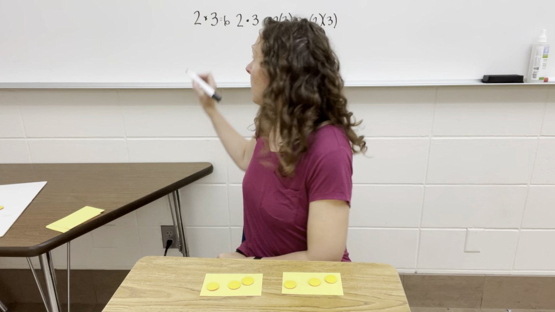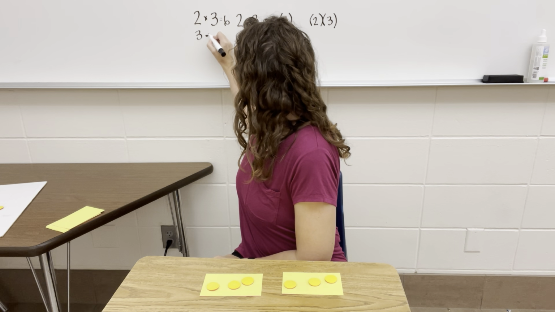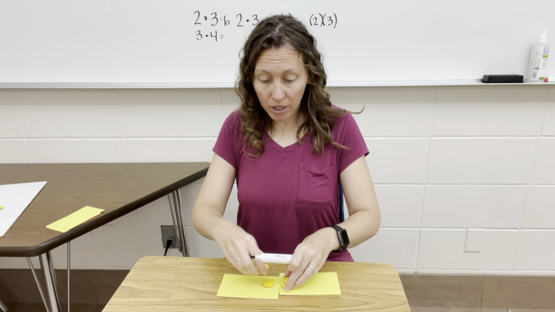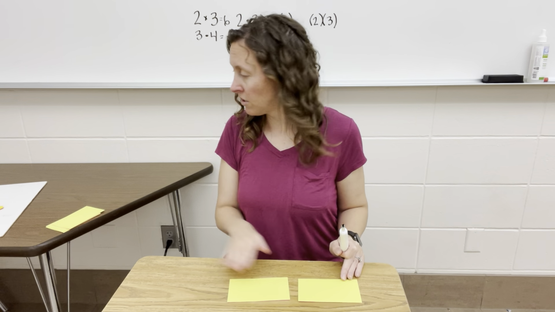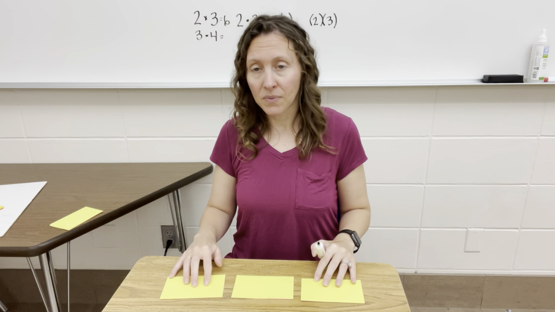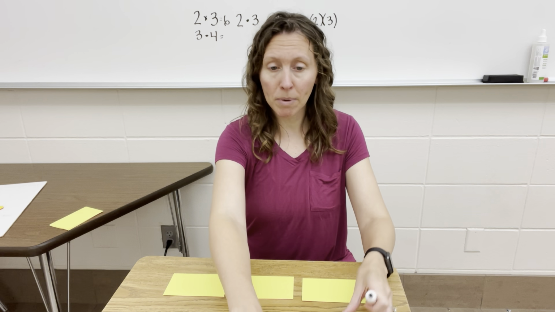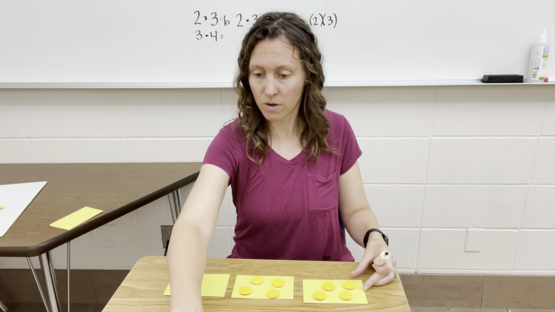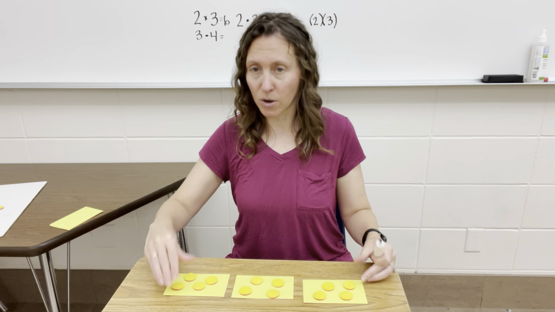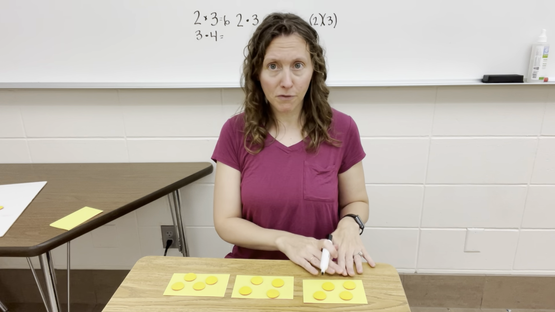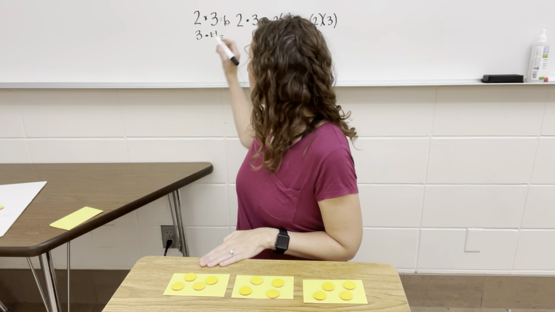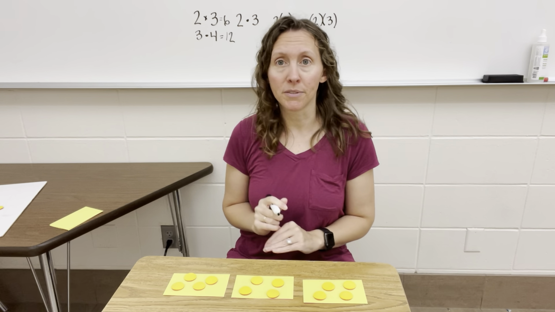Okay? Let's model another one. 3 times 4. This time, I'm gonna have 3 groups. 1, 2, 3. And in each group, I'm going to put 4 positives. 2, 3, 4, 2, 3, 4. All right, so altogether, I have 4, 8, 12. And yellows are positives. So my answer is positive 12.